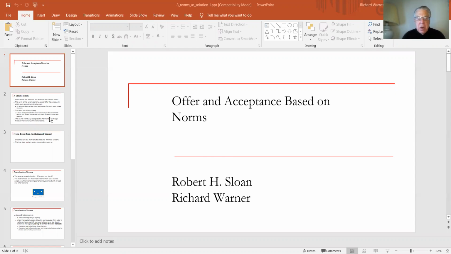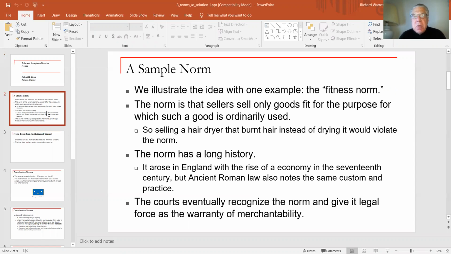So let's start with a sample norm. To illustrate the idea, we need an example. We'll just use one example, both to keep things brief and because it'll serve our purposes. That's all we really need to illustrate the idea. So we'll take what you can call the fitness norm. The norm is that sellers sell only goods fit for the purpose for which such a good is ordinarily used. For example, selling a hairdryer that burns your hair would be selling something that's not fit for the purpose for which it's ordinarily used. Selling a hammer that breaks when you try to drive a nail with it is another example. You can think of a lot of examples.